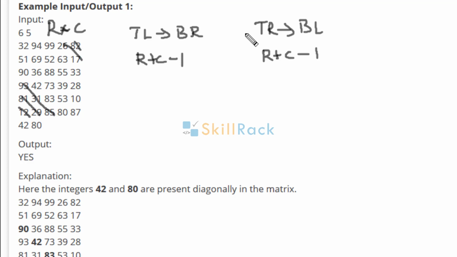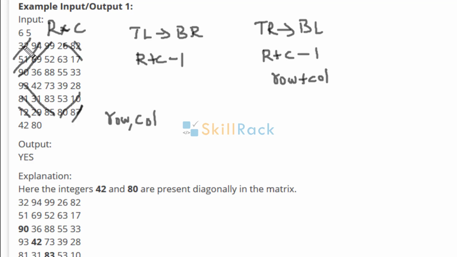So what are those diagonals? Top right, okay, from here to bottom left. So they are like 32, 94, 51, 99, 69, 690 and so on till 1080, 87. So now for top right to bottom left, suppose you are given the row index and col index of a particular element, the diagonal can be found using the formula row plus col.